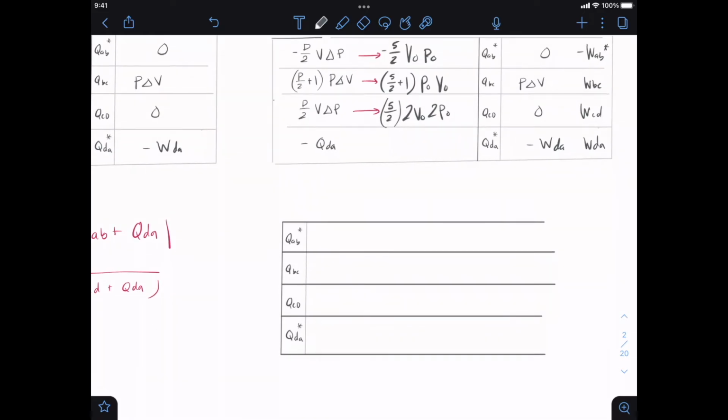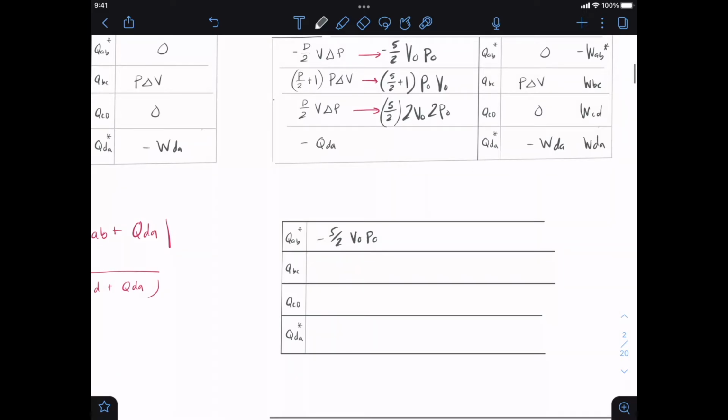All right, so for AB, what did we have? We had -5 halves V naught P naught. For BC, I'm just looking at the final table here to make sure that we have -5 halves, then we have 7 halves, right? Because it'll be 5 halves plus 2 halves, so 7 halves P naught V naught.